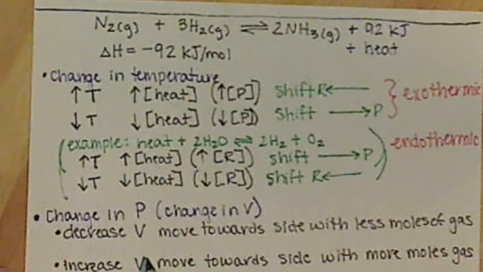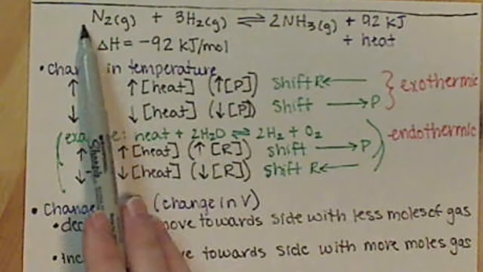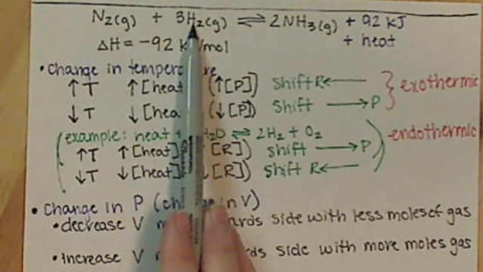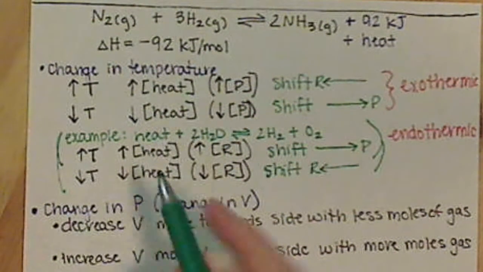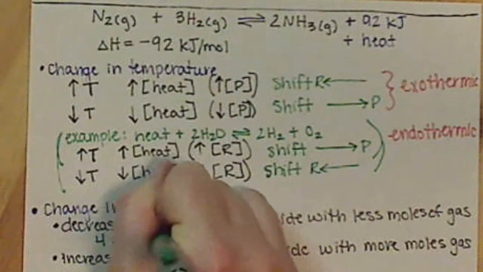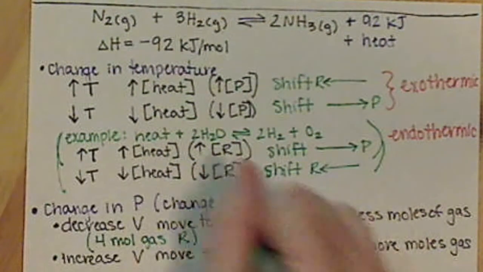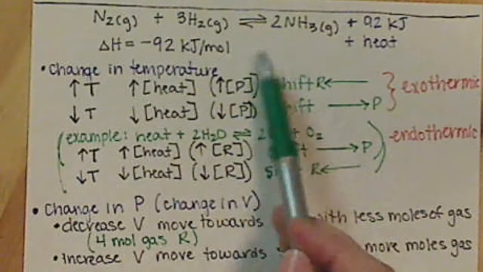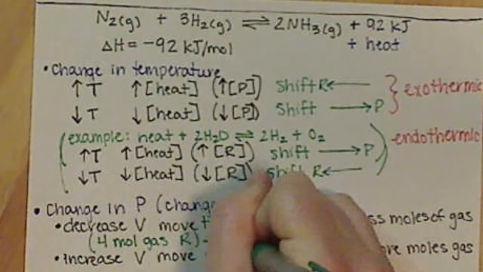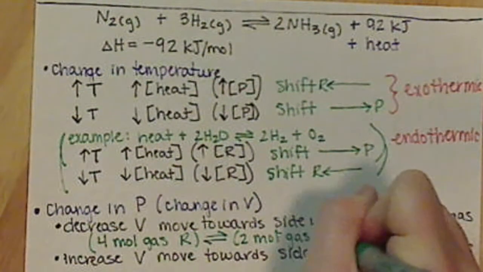So in terms of our equilibrium that we're dealing with here, on our reactant side, we have 1 mole of nitrogen gas and 3 moles of hydrogen gas. Okay. So for this equilibrium, we have 4 moles of gas on the reactant side. Then over on the product side, we have 2 moles of gas. So we're in equilibrium with 2 moles of gas in the products.